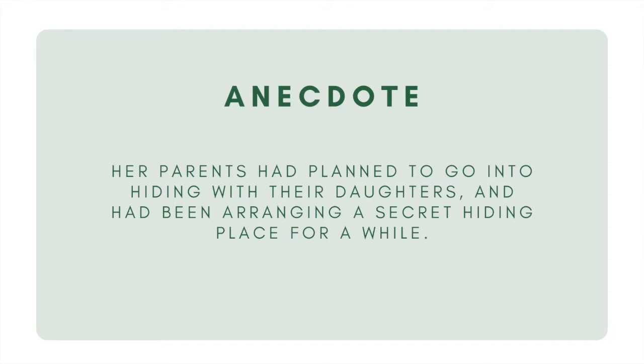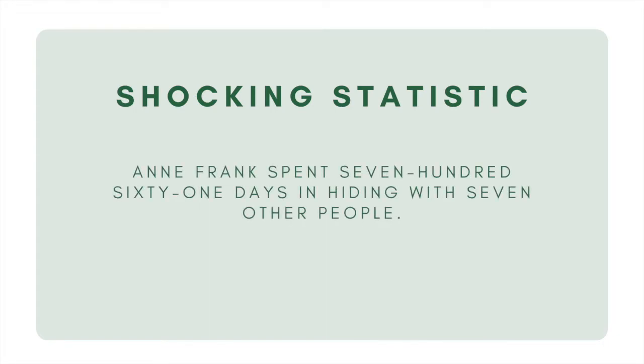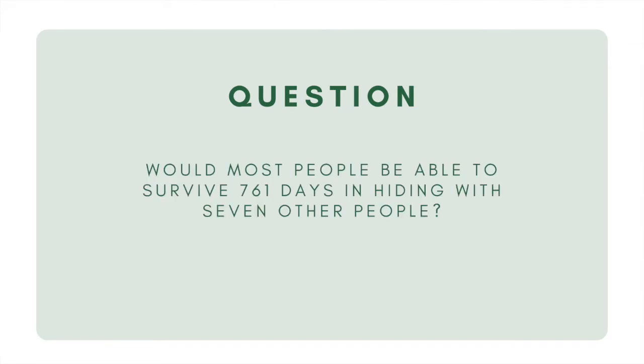You could follow the statement by continuing the story about Anne Frank. A shocking statistic might surprise the reader and make them want to read more. Along the lines of our last example, with a statistic, you might say Anne Frank spent 761 days in hiding with 7 other people. And finally, the question should be something that makes the reader wonder about the topic. An example could be, would most people be able to survive 761 days in hiding with 7 other people?